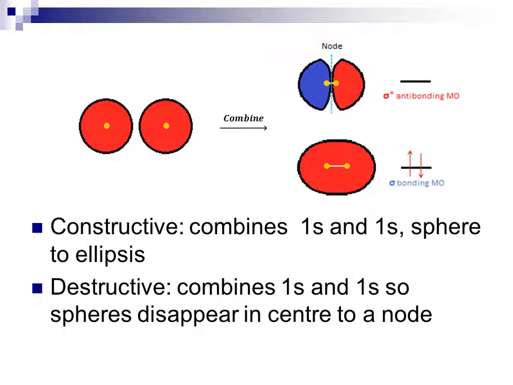If we look at the destructive combination, they combine so that the spheres tend to disappear in the center between the two atoms, and they're on the outsides. We form what we call a node, or a dividing point, in between the two atoms. We call the first, the lower energy one, the bonding MO, and the higher energy one, the anti-bonding MO. And as always, electrons occupy the lowest energy orbitals before the higher energy orbitals. An example of this is the H2 molecule.